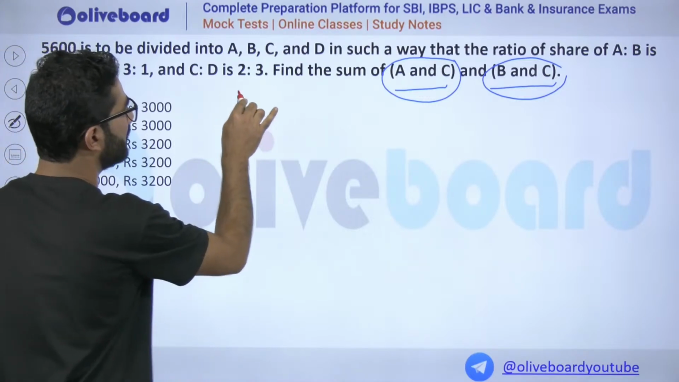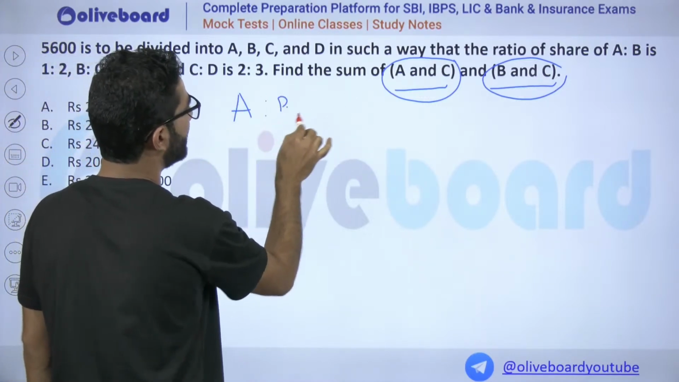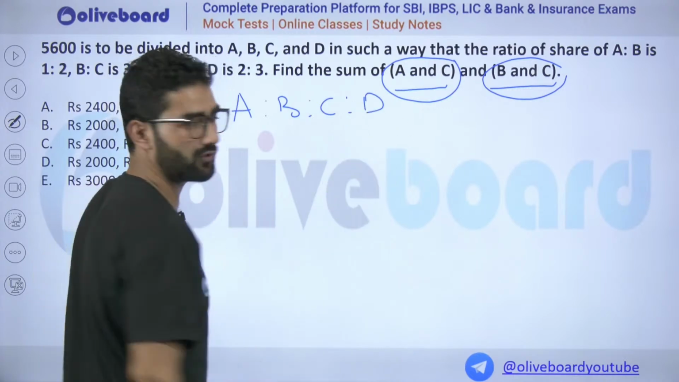Now you can do one thing. We are calculating. We will first calculate the ratio of A is to B is to C is to D.